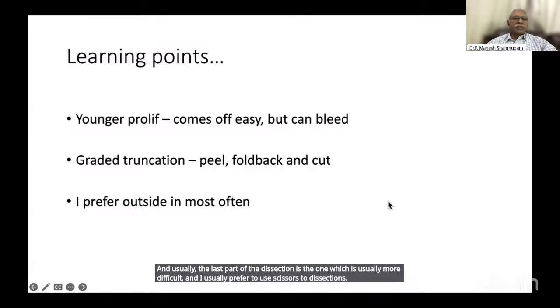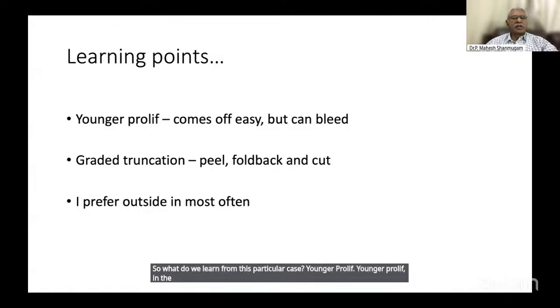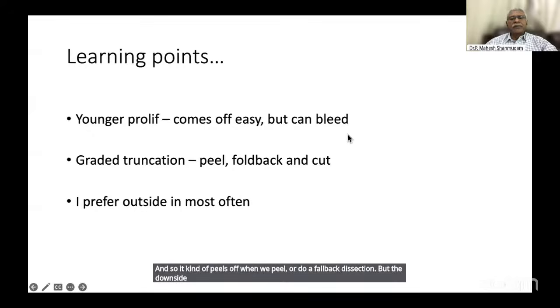So what do we learn from this particular case? Younger proliferation, in the sense of a recent onset traction retinal detachment in a younger patient, usually comes off easily because the fibrovascular nails are still not fibrosed. And so it peels off when we peel or do a foldback dissection. But the downside is they can bleed. So we need to be careful as far as the bleeders are concerned.